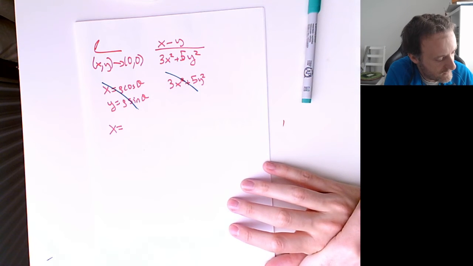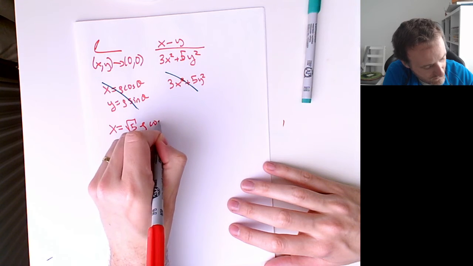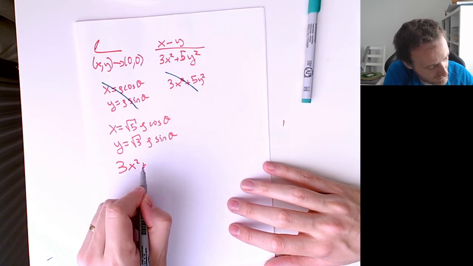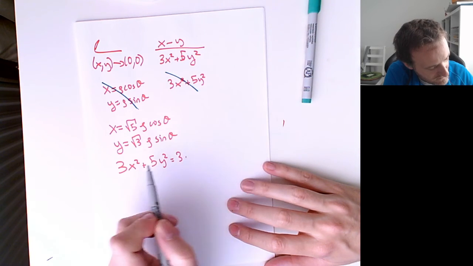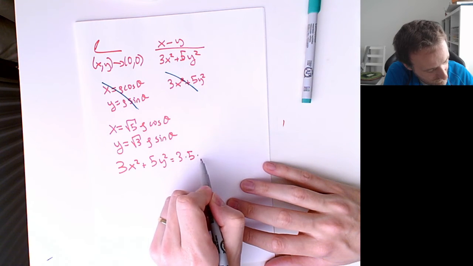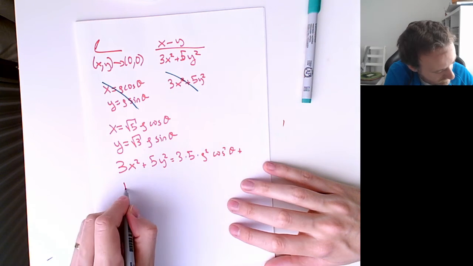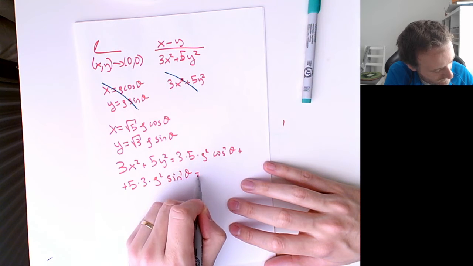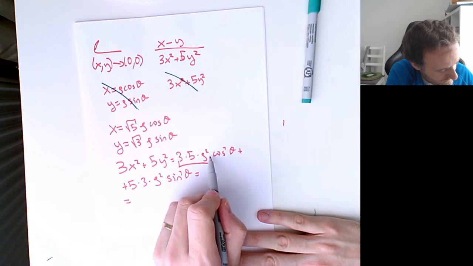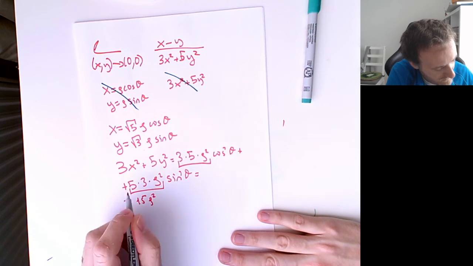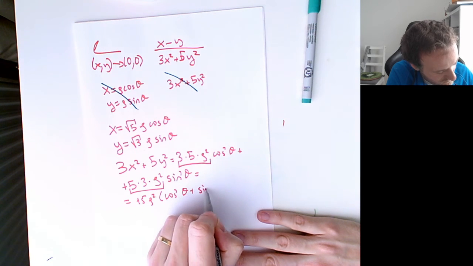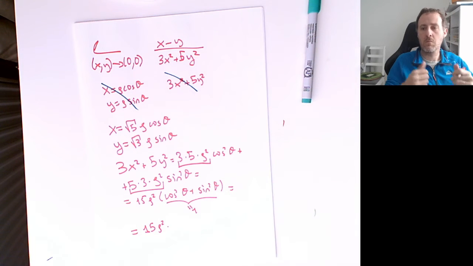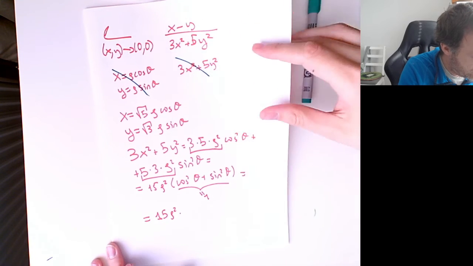So notice the following. If x is square root of 5 rho cosine theta and y is square root of 3 rho sine theta, 3x squared plus 5y squared is what? 3 times this squared, plus 5 times this squared. Now we can take as common factor 3, 5, rho squared, that is 15 rho squared, and then we get cosine squared plus sine squared, and this is equal to 1. So we get 15 rho squared.